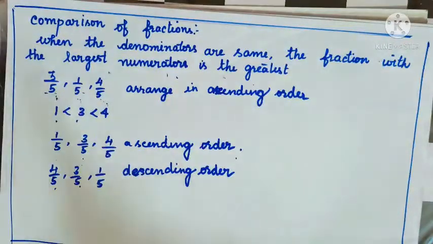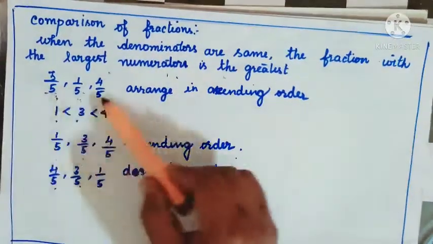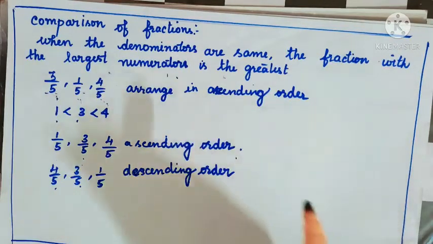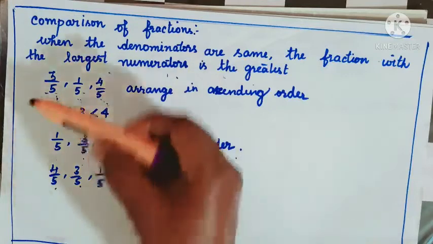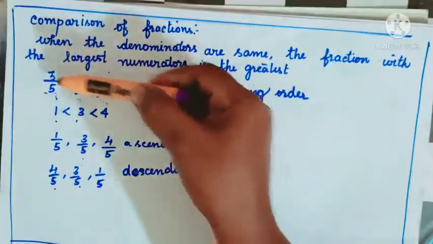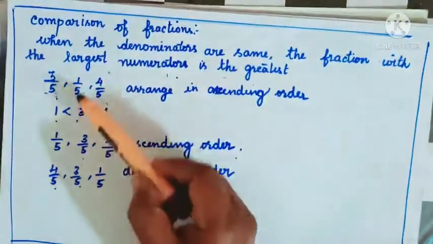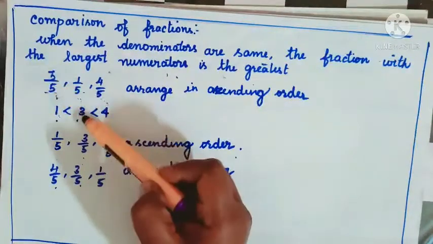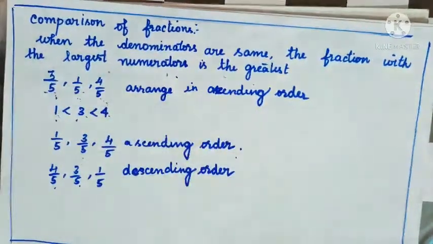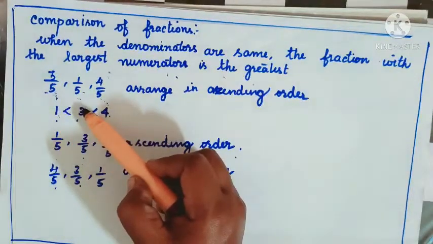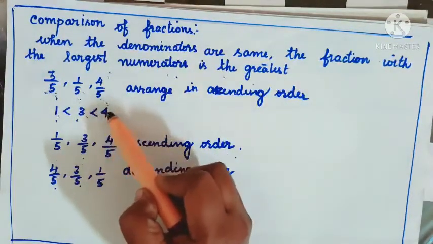Now we are going to arrange these fractions in ascending order. What is ascending order? From small to big you are going to arrange. Now you take the denominators alone. The denominator is 5. Now you consider the numerators: 1, 3 and 4. So 1 is lesser than 3 and 3 is lesser than 4.